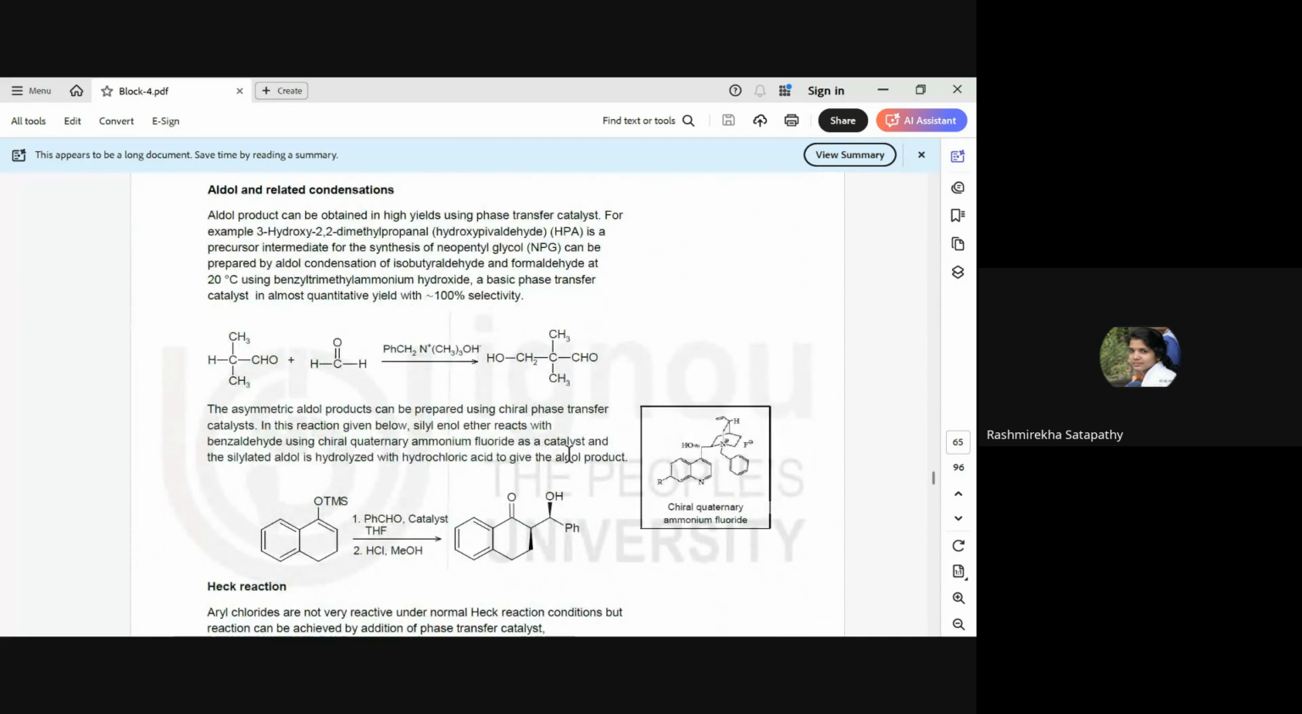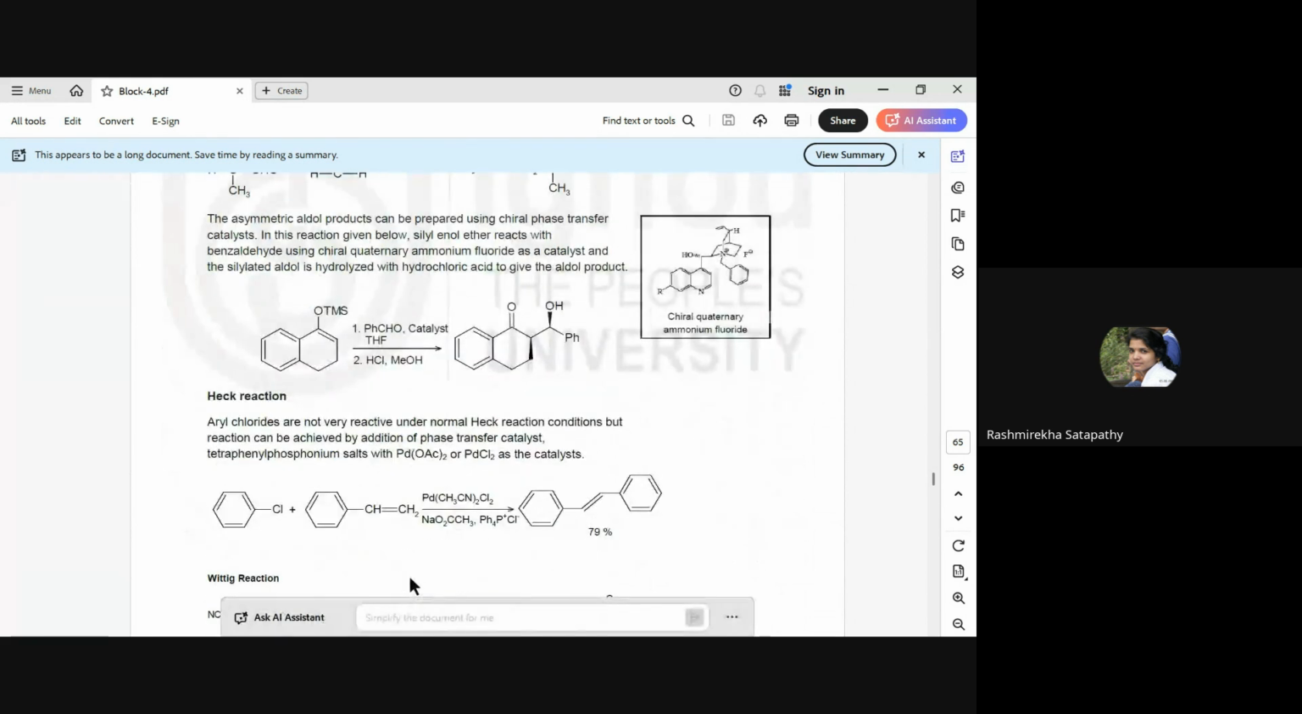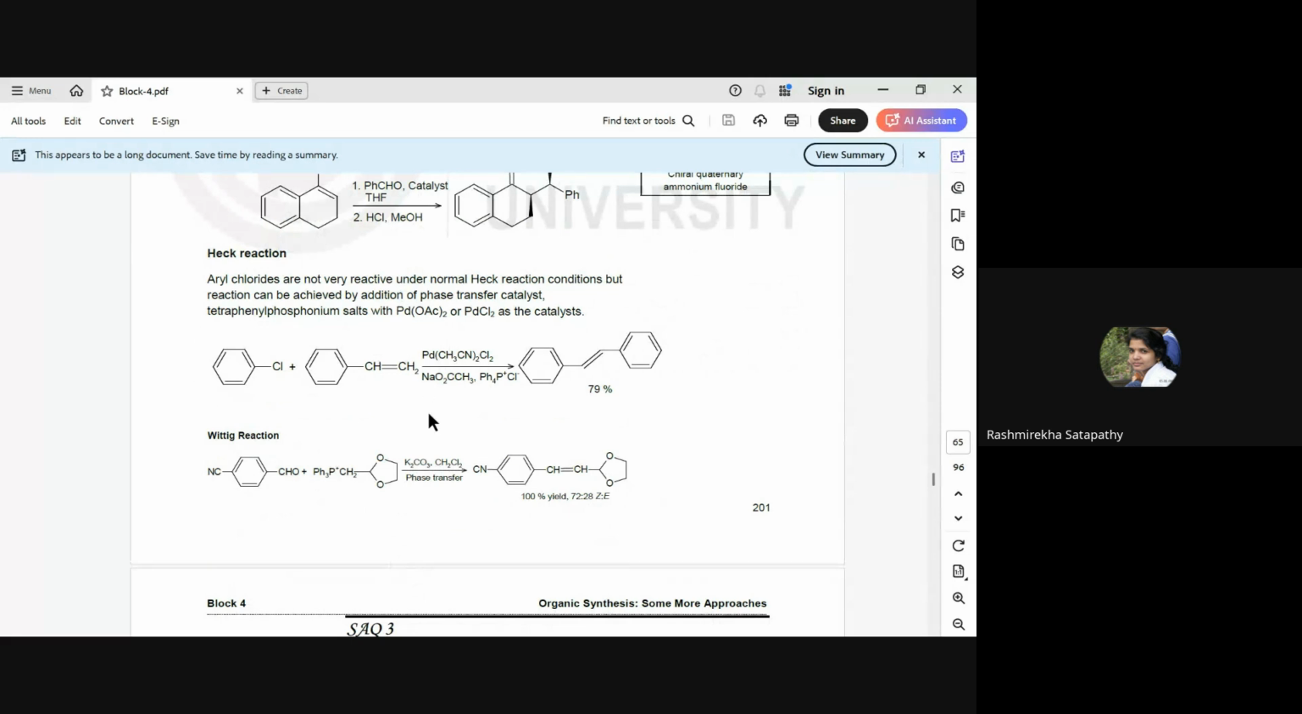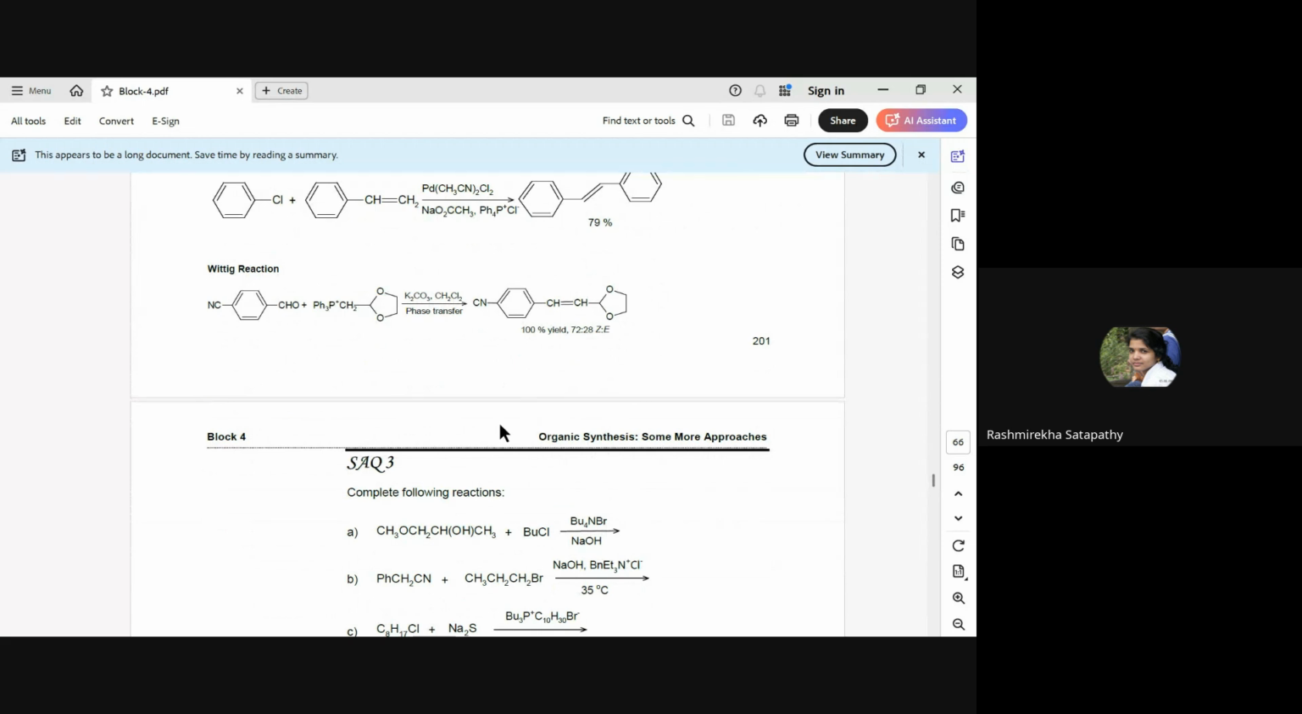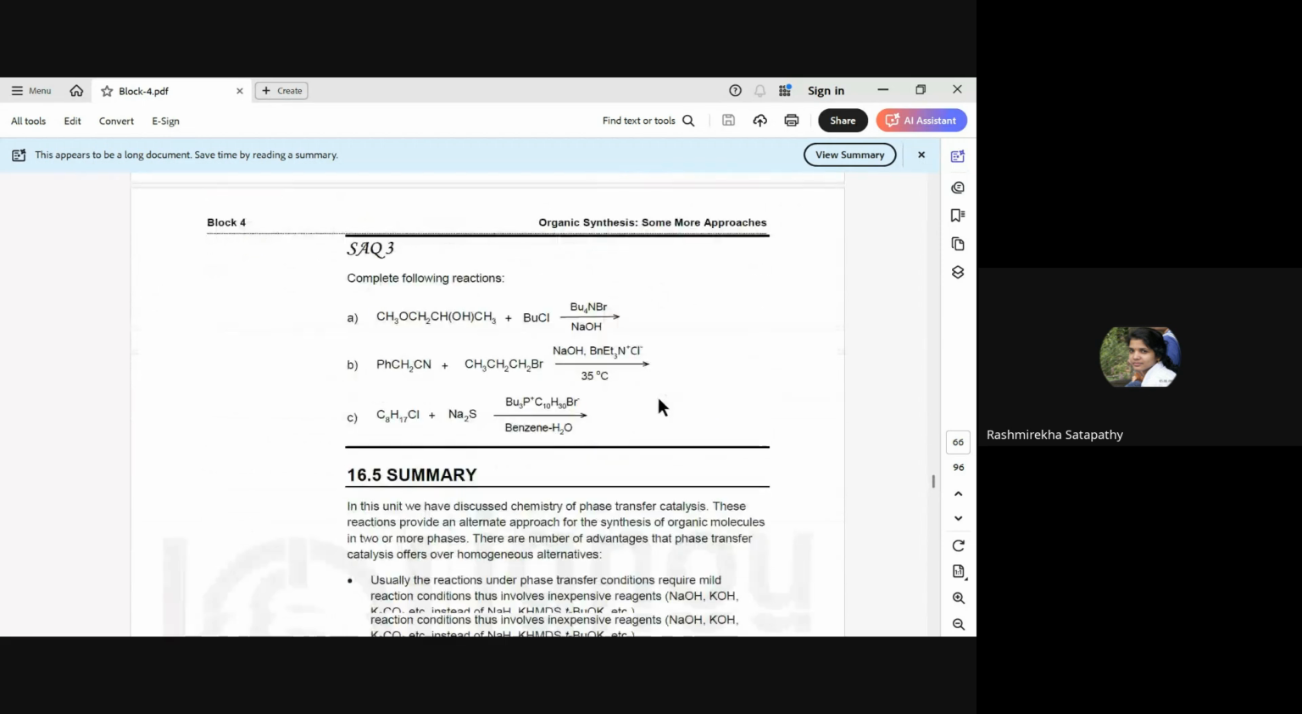Aldol and electral condensation reactions, phase transfer catalyst is used here also. Heck reactions also, like yesterday I talked about Heck reactions, where the double bond and the halogen group are there in the presence of the phase transfer catalyst. Chlorides are not very reactive under the normal Heck reaction conditions, but the reaction can be achieved by addition of the phase transfer catalyst, tetraphenyl phosphonium salt. Wittig reactions also give 100% yield.